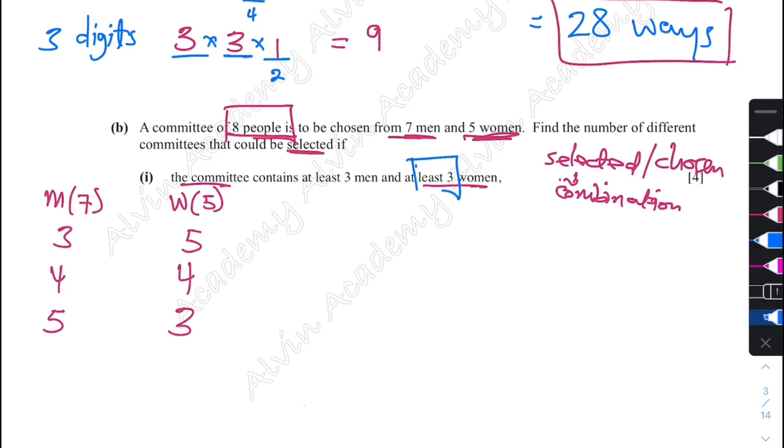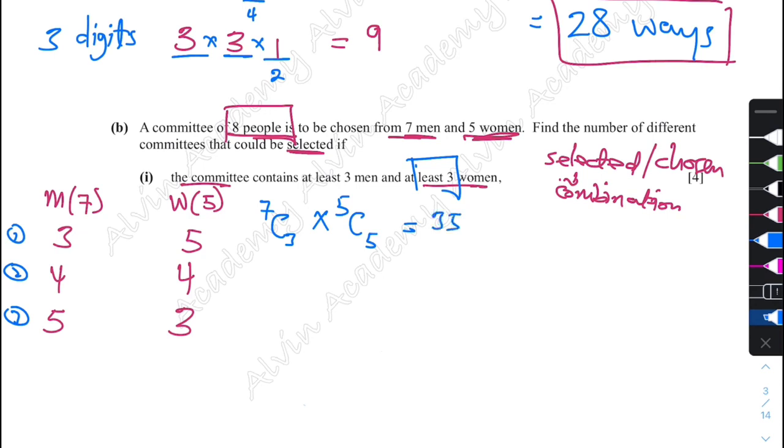Okay, so let's push this up so that we can work with it. Now, the next thing you want to do is to look at how many men there are. Let me call it case number 1, case number 2, case number 3. For the first case, you have 7 men, you want to choose 3, and then you have 5 women, you want to choose 5. We can just put it on the calculator now: 7 combination 3 times 5 combination 5, giving us 35.